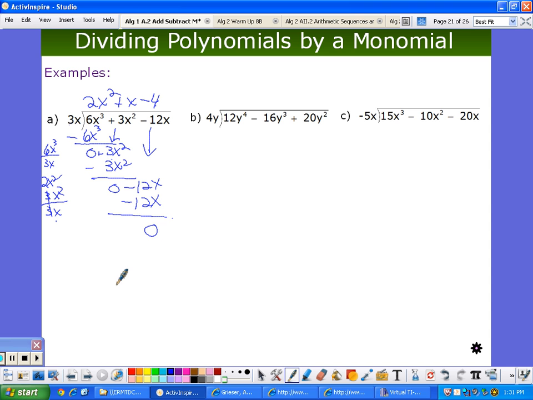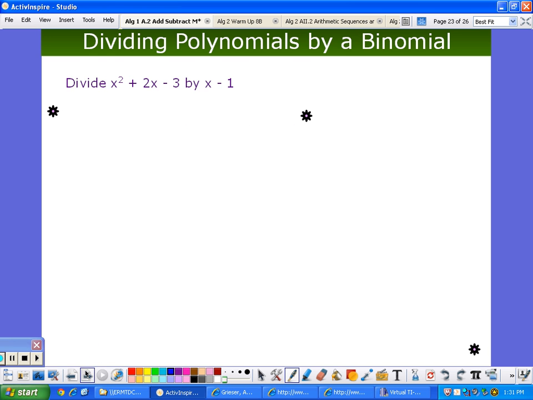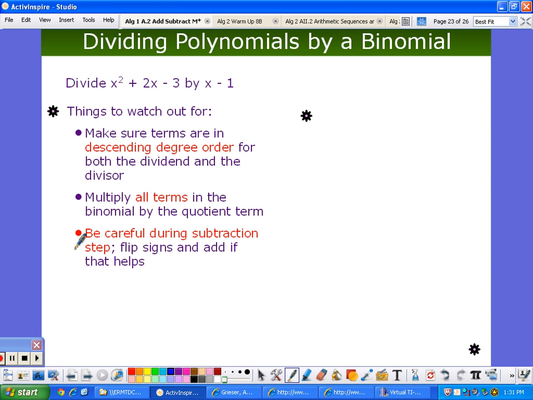Okay? So I'm going to leave these for now because I want to show you what we do if we don't have a monomial that we're dividing by. I want to do that first. So here I've got x squared plus 2x minus 3. Now I'm dividing by x minus 1. That's a binomial. So I've got a lot of words here, which we'll talk about in a moment, but let's look at the actual example.